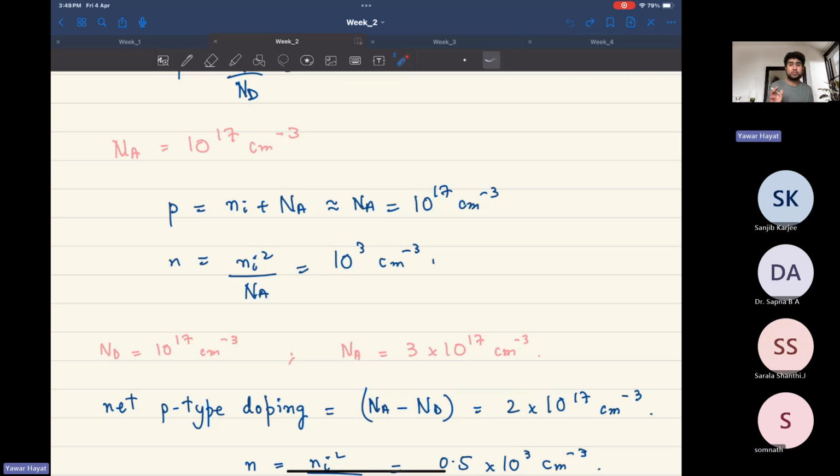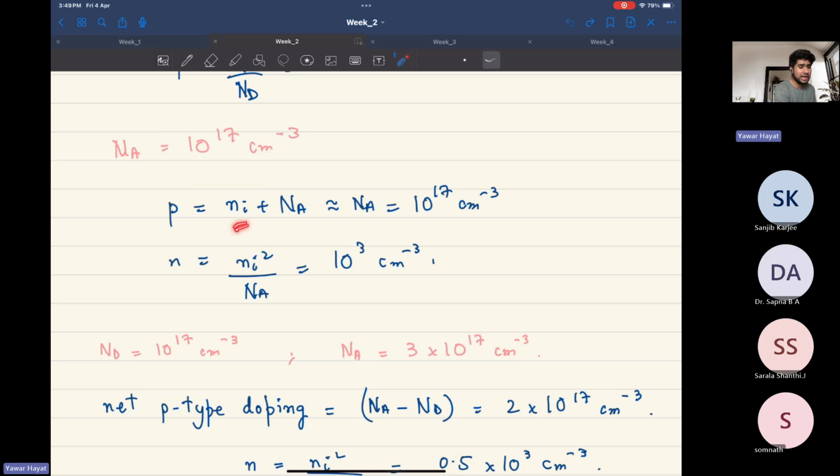Since it's P type, which equilibrium concentration would I first compute? I'll compute P. And P is Ni plus Na. And the difference is of the order of 7, right? Ni is 10 to the power 10.